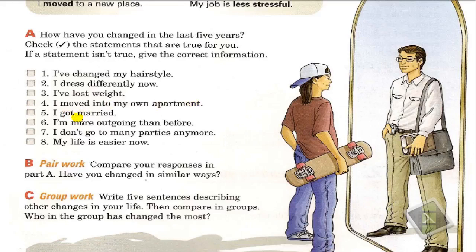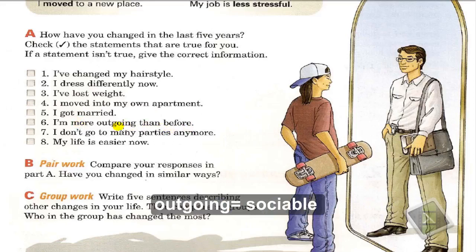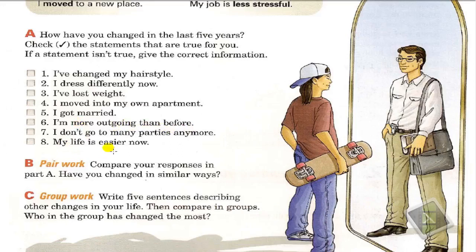I am more outgoing than before. Outgoing, sociable. I am more sociable than before. I don't go to many parties anymore. I don't. The T is silent. In American English, I don't go. I don't go to many parties anymore.